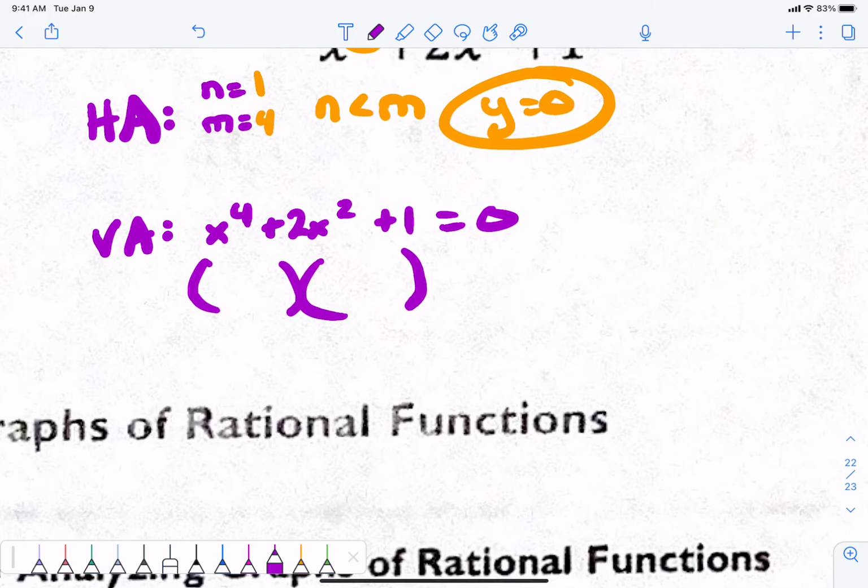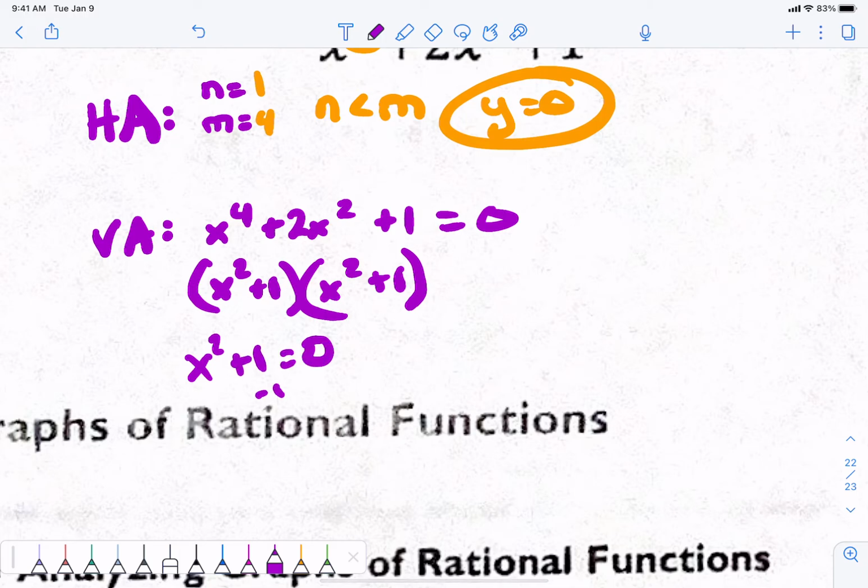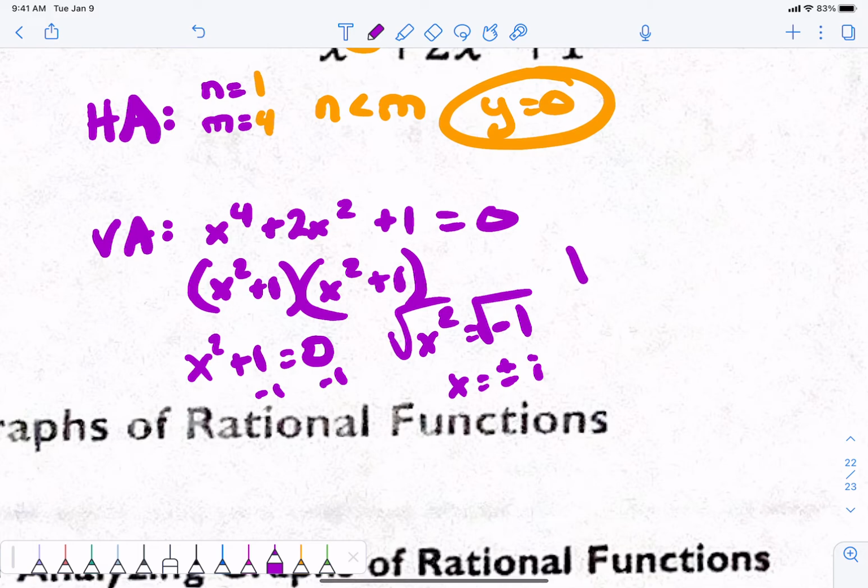What can you multiply to get 1 but add to get 2? 1 and 1, right? So this would be x squared plus 1 and x squared plus 1. And if I set each one of those equal to 0, it's the same thing. You subtract the 1, so x squared equals -1, which, if I take the square root, gives x equals plus minus i, which means no VAs.